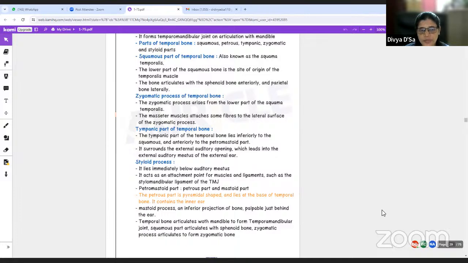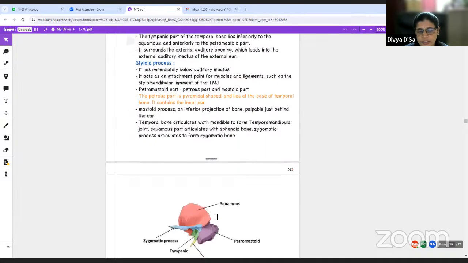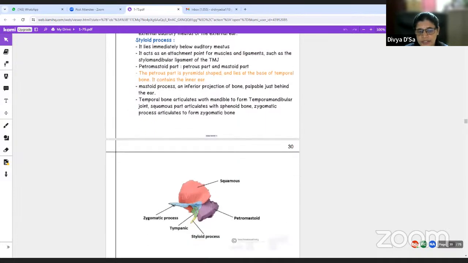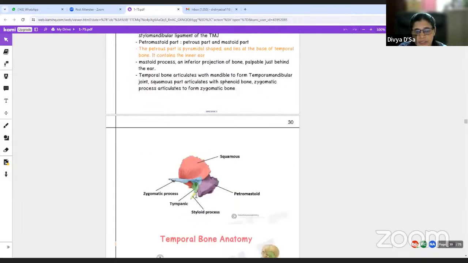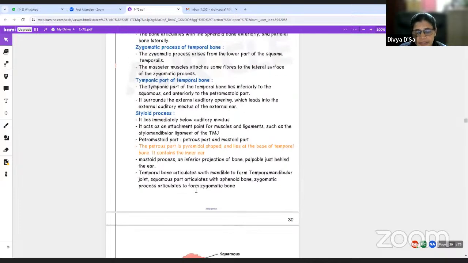So basically this tympanic part surrounds the external auditory opening. If you see here, all around that. So this is also called the tympanic plate. Then we have the styloid process. The styloid process lies immediately below this tympanic process, just below the auditory meatus.